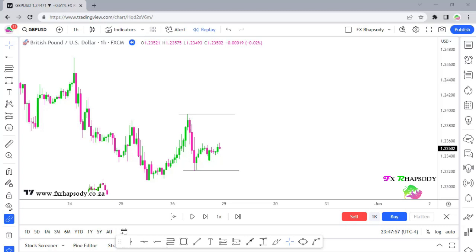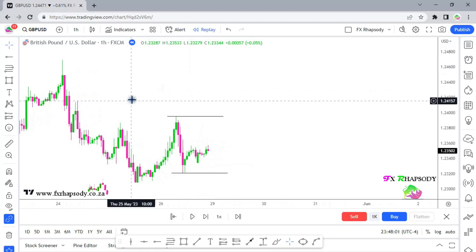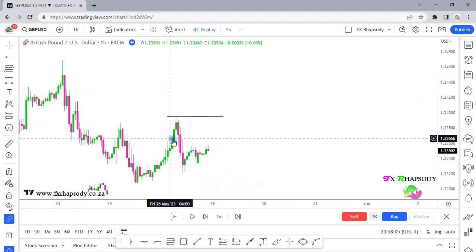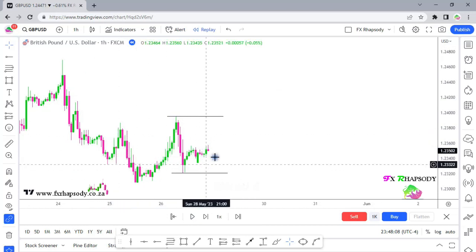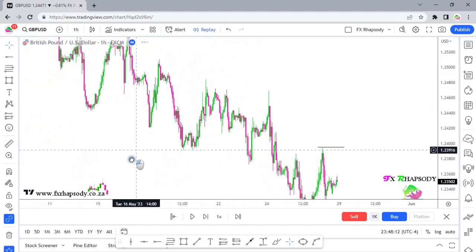So if we look at the 1 hour time frame, this is where we ended off last week. For those of you that didn't watch my previous analysis, the link is also in the description. We ended off with price just going in a downtrend over here.